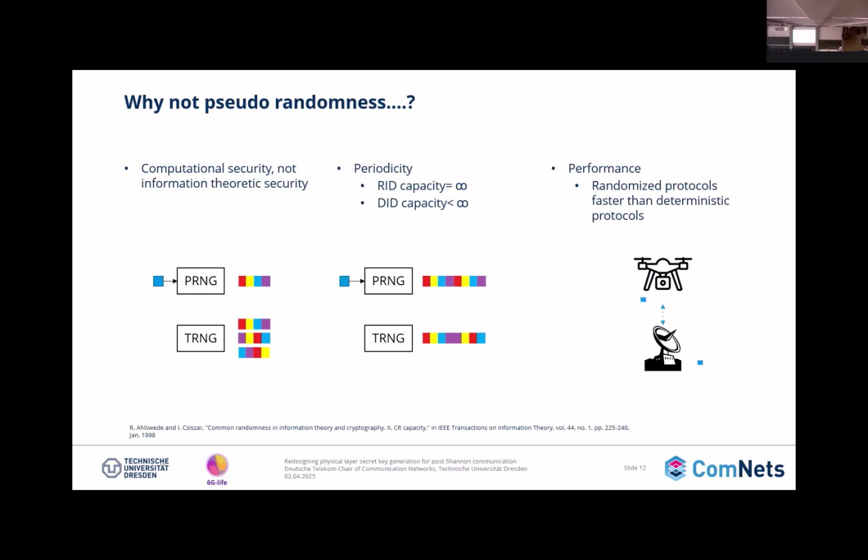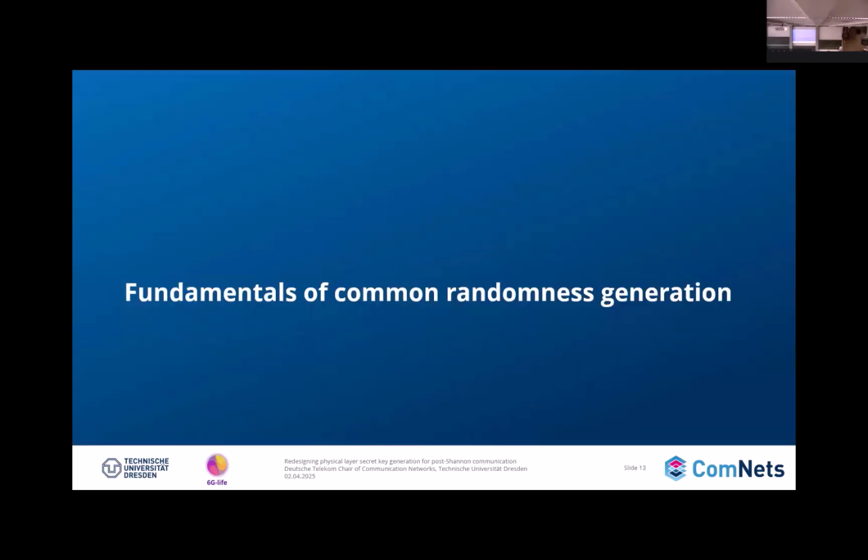So if we have a pseudo-random number generator with the same seed, then after a certain repetition or after a certain duration of time, the sequence starts repeating itself. And then there's also the issue that randomized protocols are faster than deterministic protocols. So there is a clear indication that common randomness can be used, and it's actually quite necessary if you are really concerned about the security part as well.